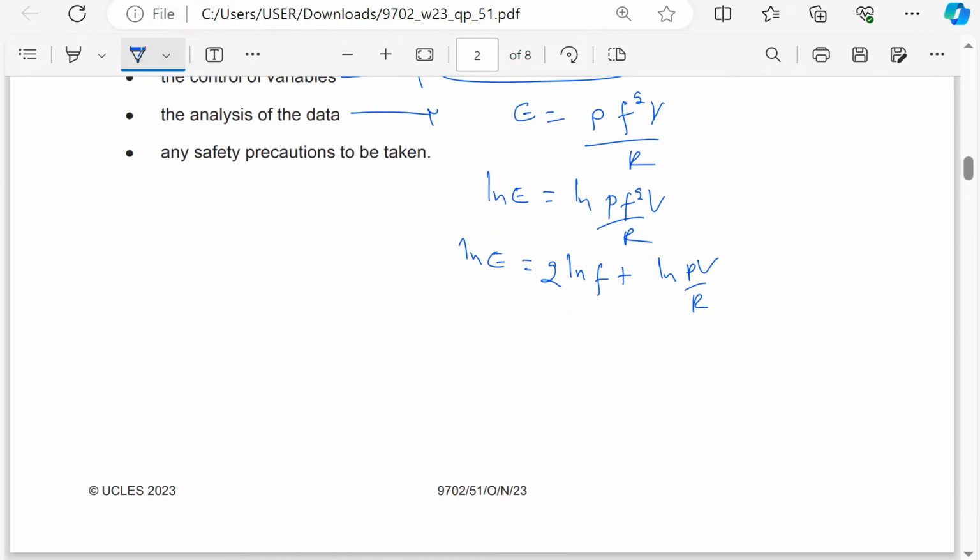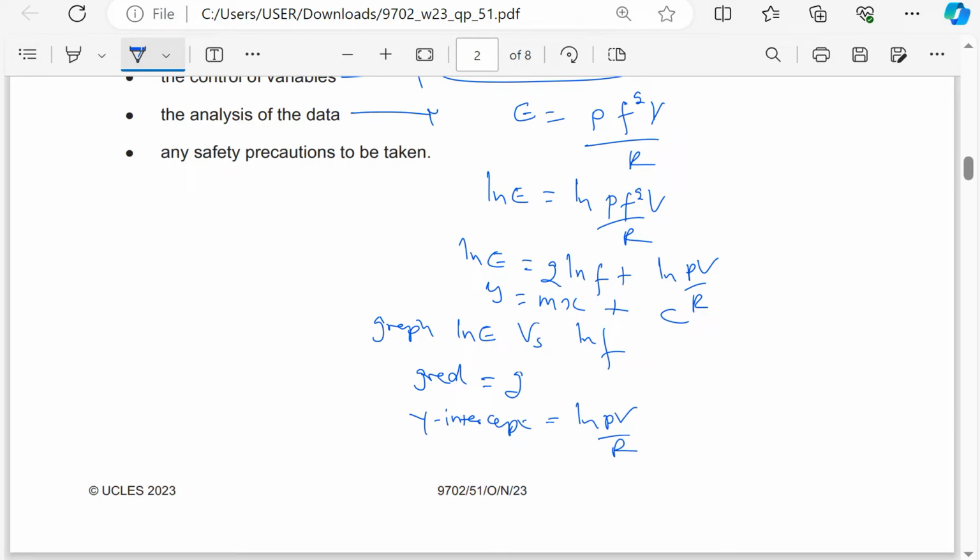So the graph I'm going to plot for analysis is going to be ln of E versus ln of F, which will give me the gradient as Q, because you compare this with y is equal to mx plus c. So this means the gradient is Q. Then the y-intercept is going to be ln of PV over R. This graph will be a straight line that will pass through ln of PV over R.